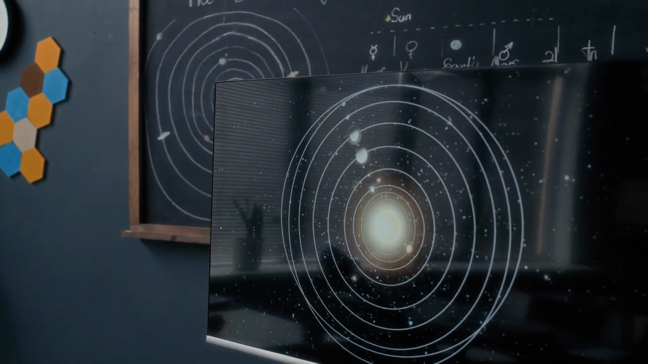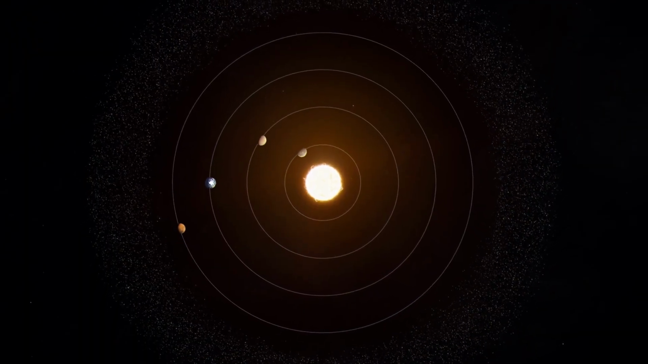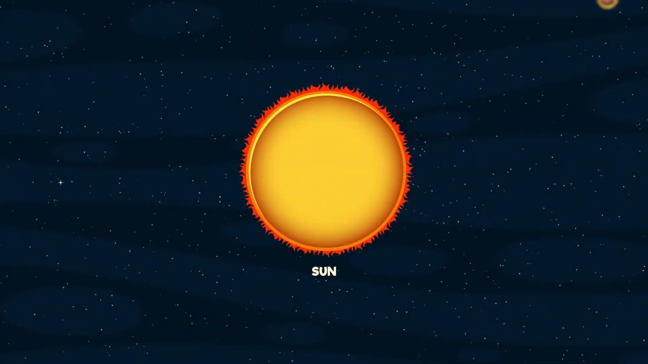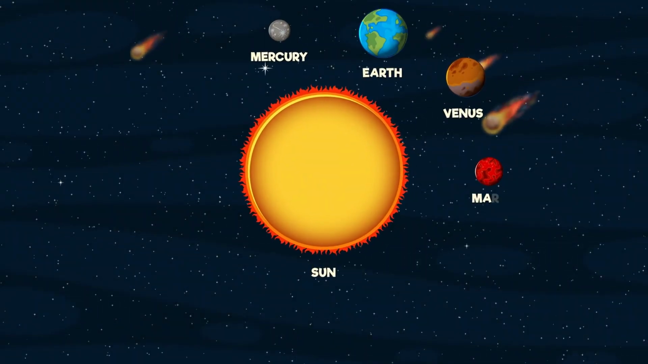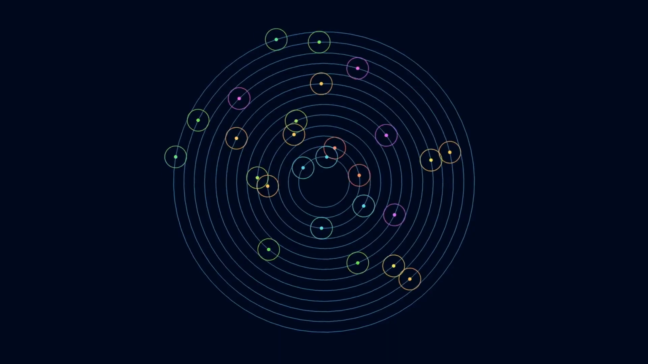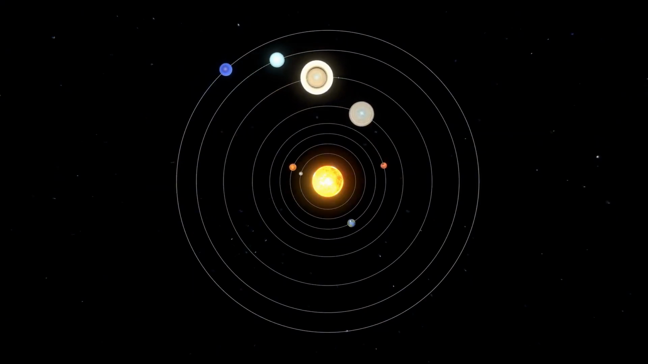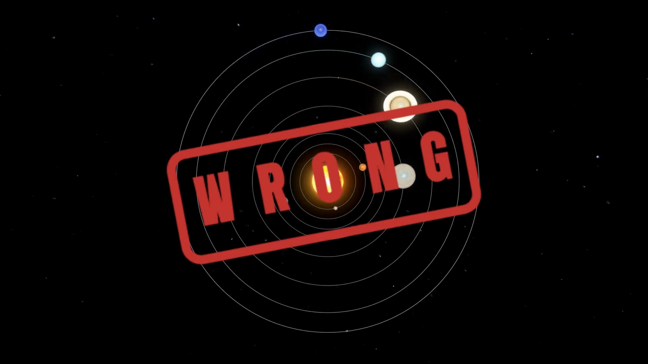When most people picture the solar system, they picture a flat diagram. 8 planets arranged in tidy rings around the sun, all sitting neatly on the same imaginary surface, like coins laid out on a tabletop. It is a useful image for teaching the orbital sequence. It is also, in almost every meaningful way, wrong.